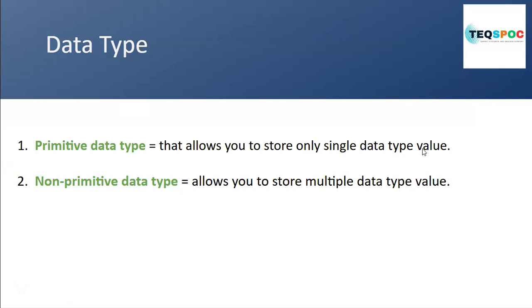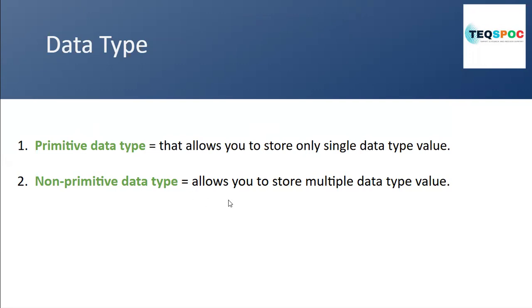If you create a variable of string, you can store only a string inside that variable. If you create a variable of integer, then you can store only an integer inside that variable. That is a single data type. This is called a primitive data type, in which we can store only a single data type. Then what is a non-primitive data type?